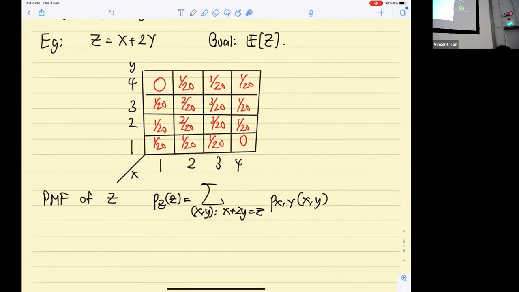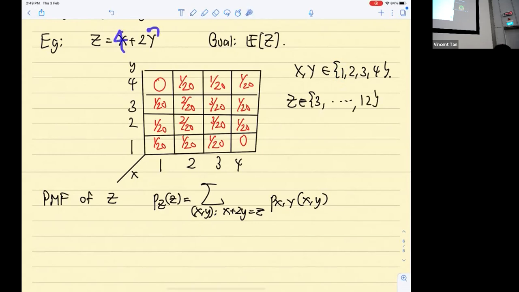Now, X and Y take on values in 1, 2, 3, and 4. So for example, if both X and Y are 1, then Z can take on the value 3. Now, if X and Y are the largest possible values, 4 and 4, then Z can take on 12, because you have 4 plus 8, that gives 12. Then there are many values in between that we have to figure out, but we'll do that slowly. So now we are trying to figure out the probability mass function of Z. Let's figure out the PMF of Z evaluated at 3, okay?